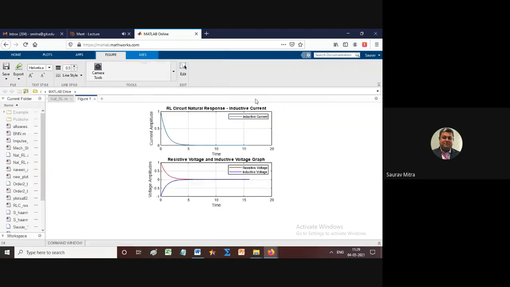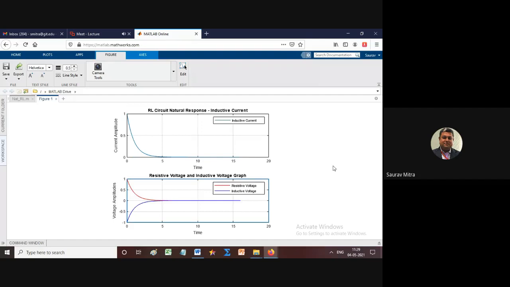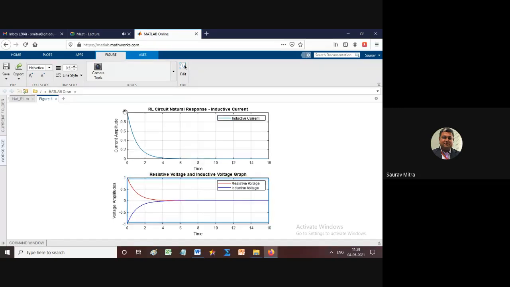Yes, sir. So these are 2 graphs. You can click on the figure. First you will find that the RL natural response was starting at 1. Remember this 1, I will show you the change. And this is the legend. I have shown you how to use the legend. So the inductive current is showing that it was starting at 1 and it is falling now to 0.